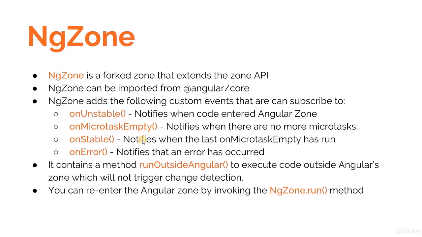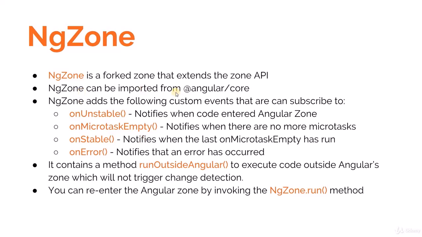So onUnstable will notify us whenever some code is entering the Angular zone. onMicrotaskEmpty would notify us whenever there are no asynchronous tasks pending in the queue. onStable will notify us whenever the last task after onMicrotaskEmpty has run. And finally, onError will notify us whenever there is an error.